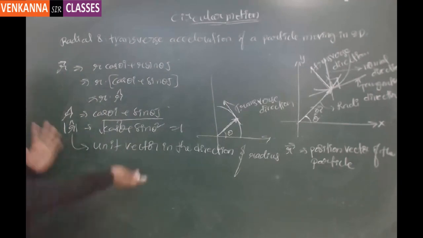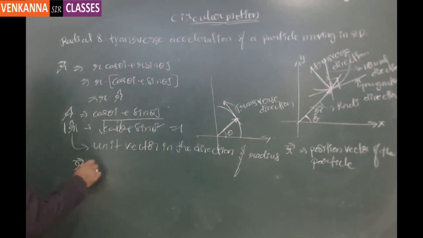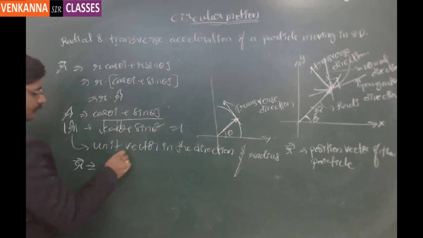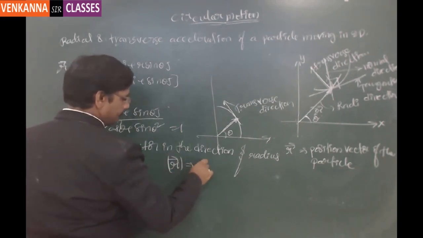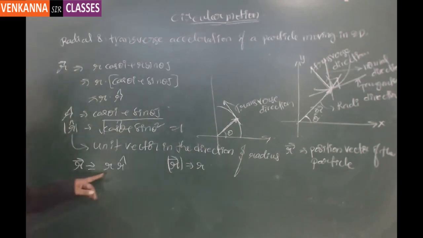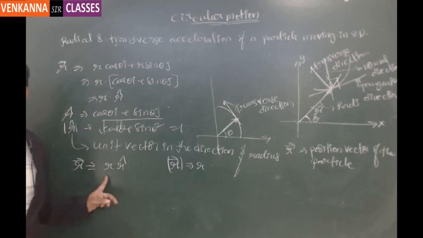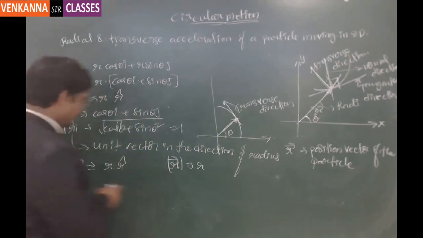And the transverse direction is the one which is perpendicular to that. Now r bar can be written as r into r cap, where small r is the mod of r. Here this represents simply the magnitude, and this represents the unit vector in the direction of the radius. Now the position vector is treated as r bar.